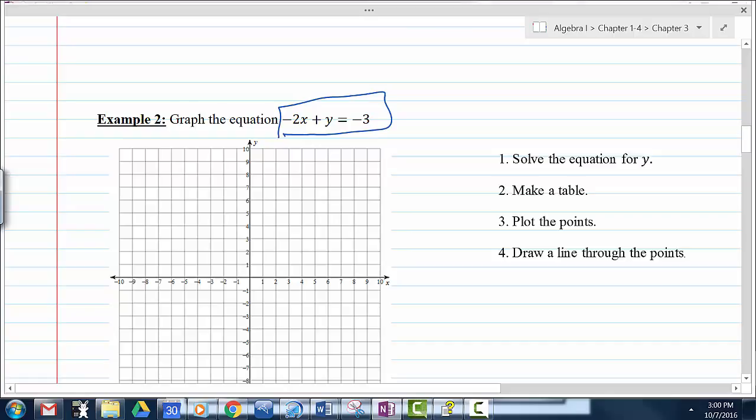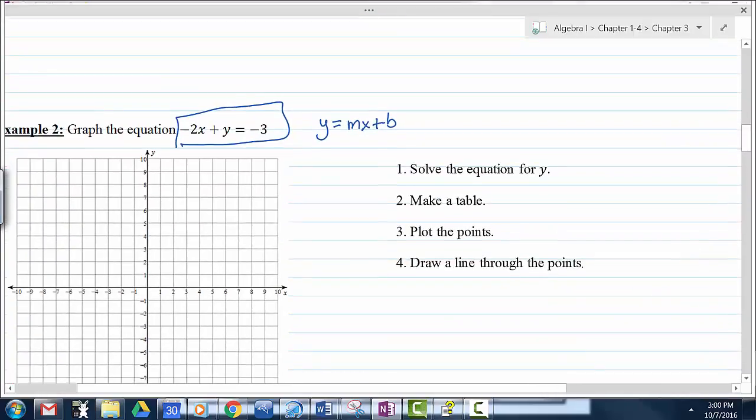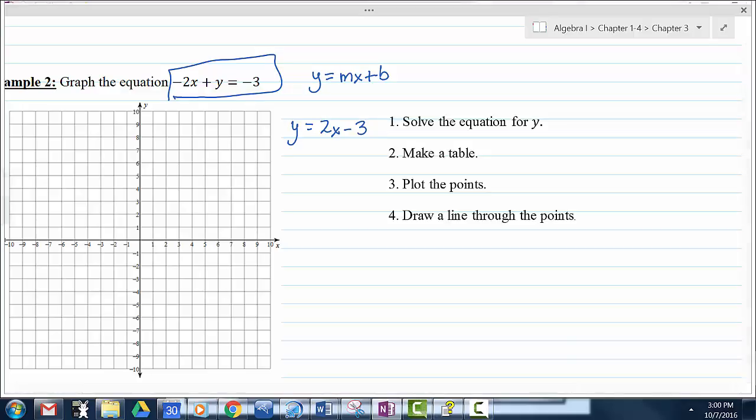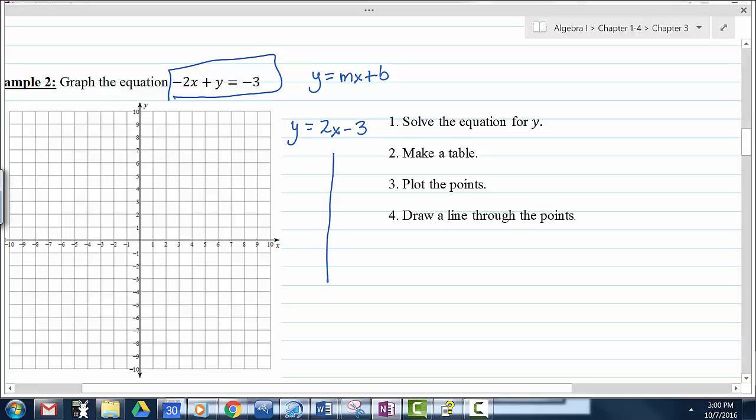So the form that I always graph in is y equals mx plus b. You guys have to be familiar with that form, right? So to put that in this form, you solve the equation for y. If I solve the equation for y, now I have y equals 2x minus 3. Now it wants you to make a table and all this other stuff to plot the points. You could. For now, if you made a table to plot the points, let's see what happens.